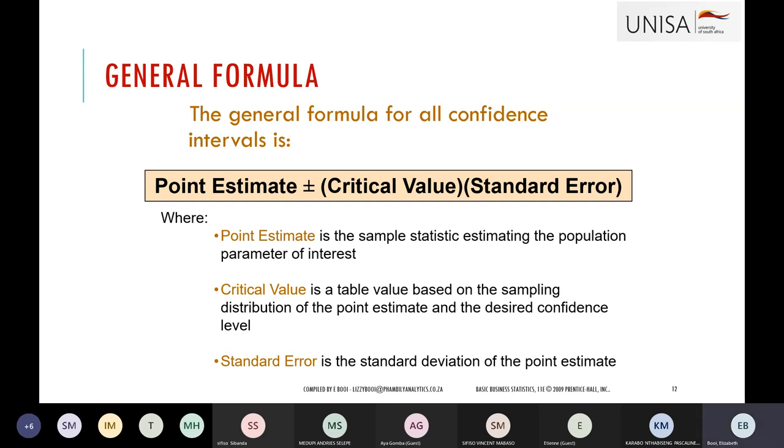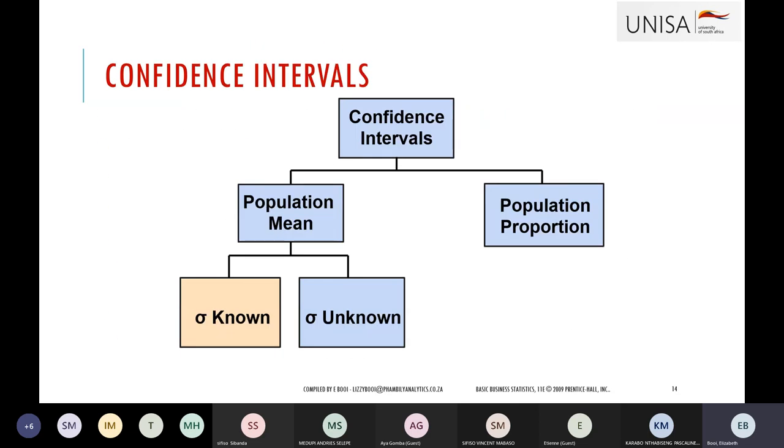It's one, actually it's one minus the probability value, but it's the same. It's the probability that you find in the table, and then you go and find the Z value on the table. I will show you how to do that. So we find the critical value. For now, just know that for the purpose of today, your critical value is your Z value.